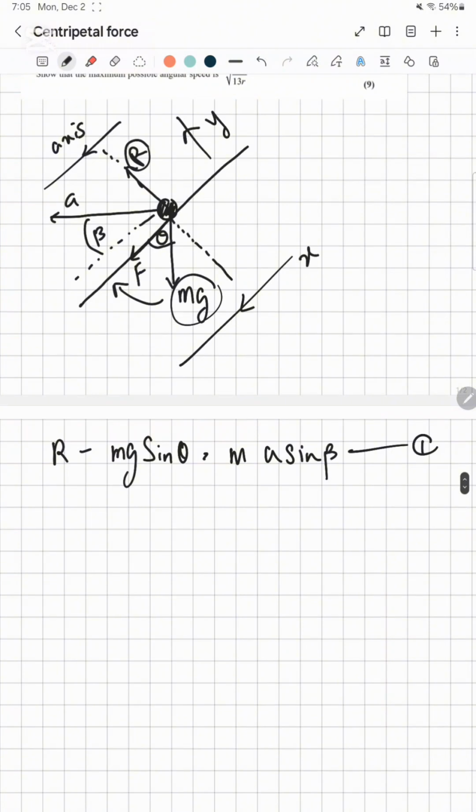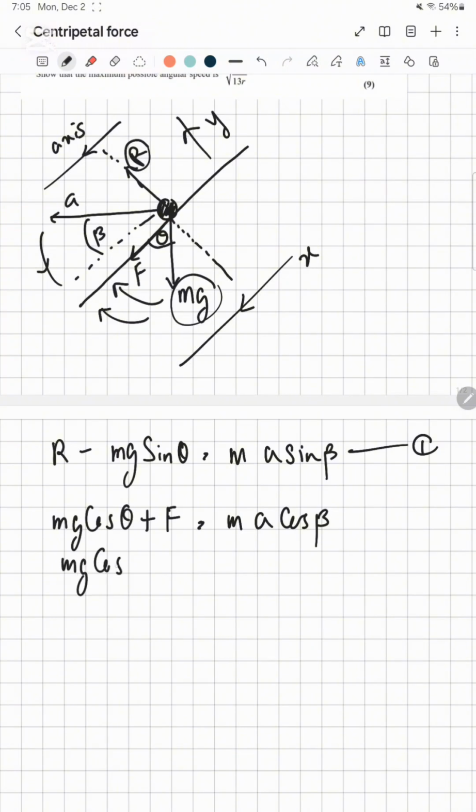For the other equation, we are resolving everything on the x-axis. So I can write mg cos theta, plus friction, equals ma cos beta. You can rewrite this, knowing that F equals mu R, where mu is the coefficient and R is the reaction force: mg cos theta plus mu R equals ma cos beta. These are your two equations.